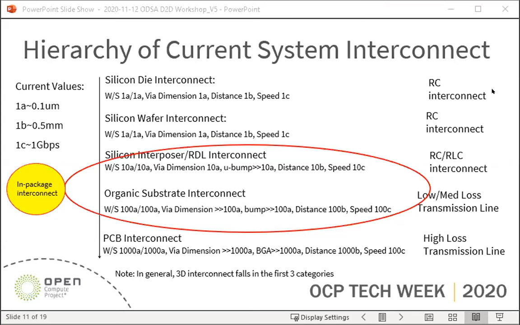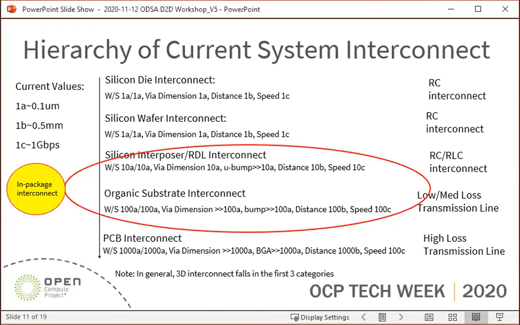The next level of communication is silicon wafer interconnect, where we can communicate between different dies on the same silicon wafer, between adjacent dies. The interconnect behavior is very similar to the silicon die interconnect behavior, meaning the width, space, via dimensions, distances and speeds are similar. They can be slightly different based on the specific application, but overall it's similar behavior and the same type of interconnect, RC interconnect.